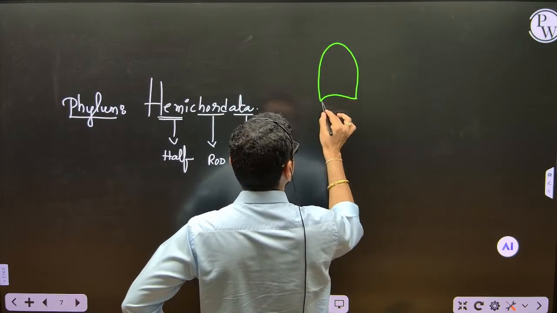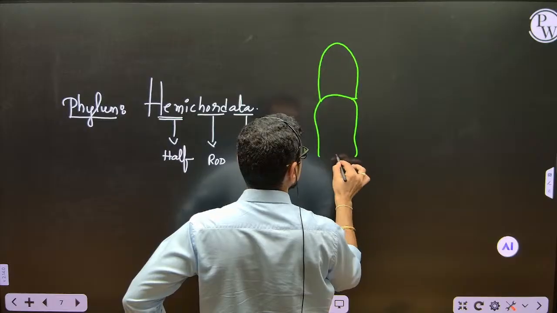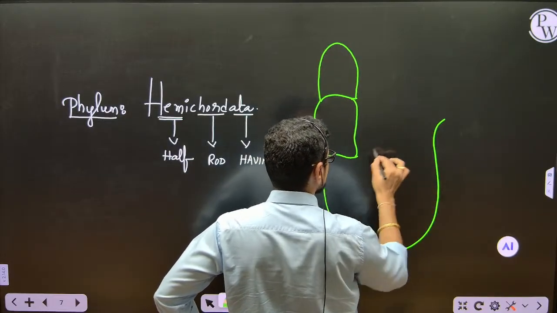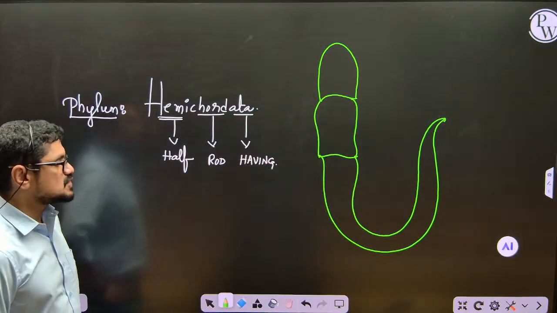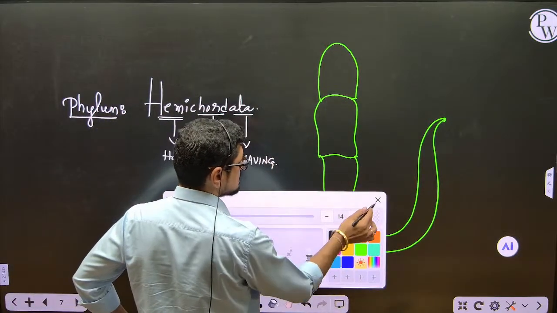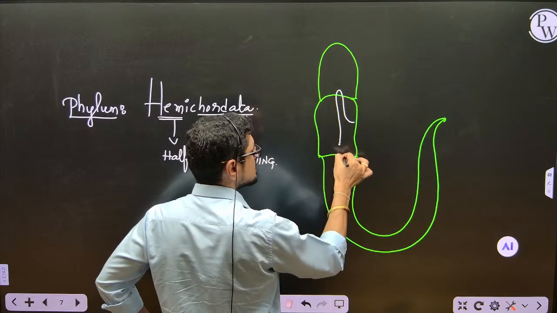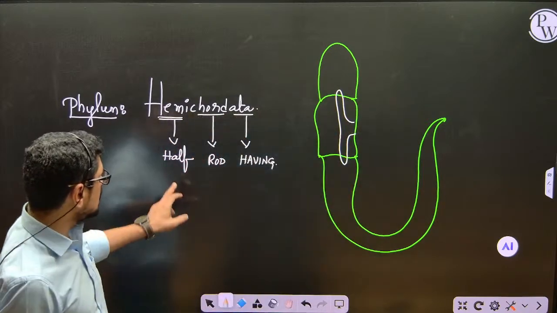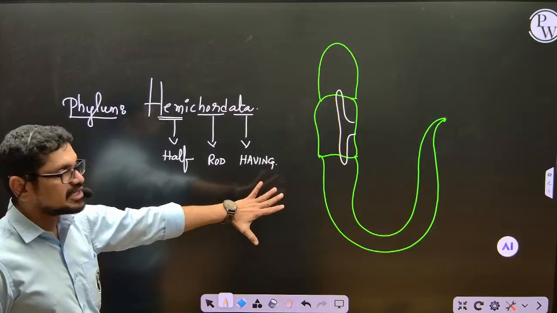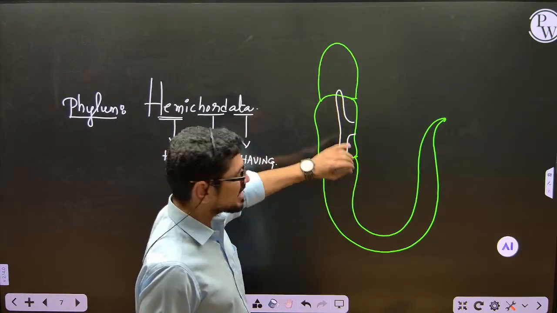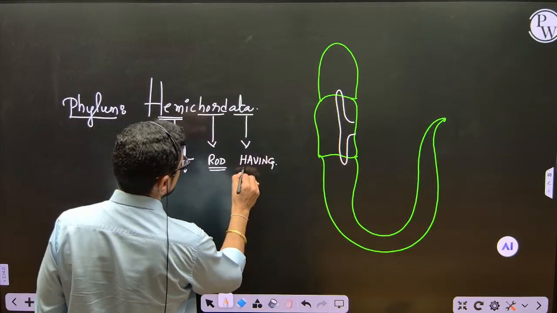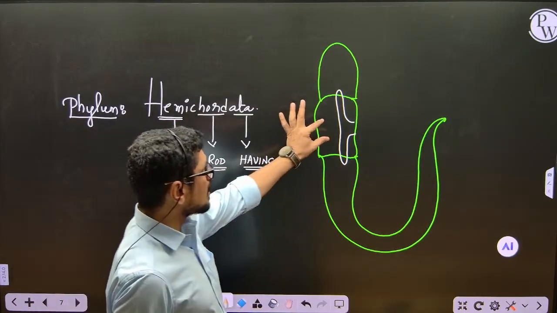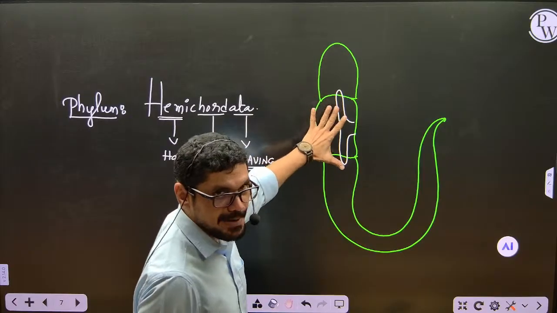So this is proboscis, collar, trunk. What is this proboscis? What is this collar? What is this trunk? I will tell. Don't worry. For now, just see this word. There is a rod-like structure present only in half of the body. Don't think half means it should be here. It's not like that. Only in some part of the body there is a rod present in the animal.